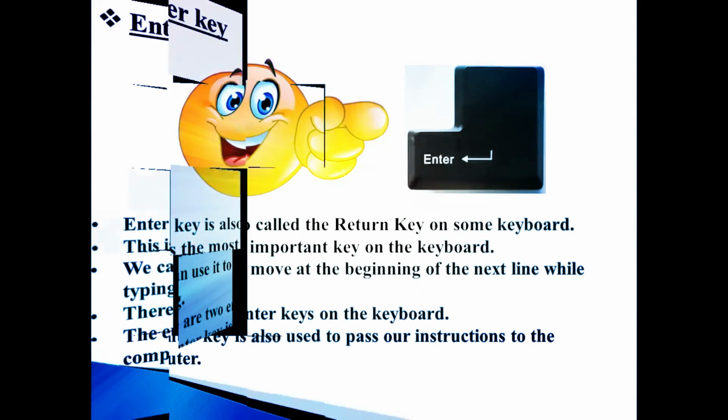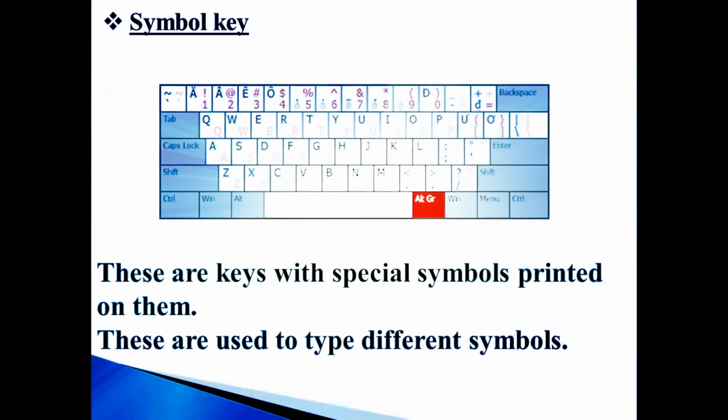Next, there are other symbol keys that are present. For example, we have already discussed these symbols. Okay, greater, smaller, question mark, slash, semicolon, colon. These are all the special keys. Okay.